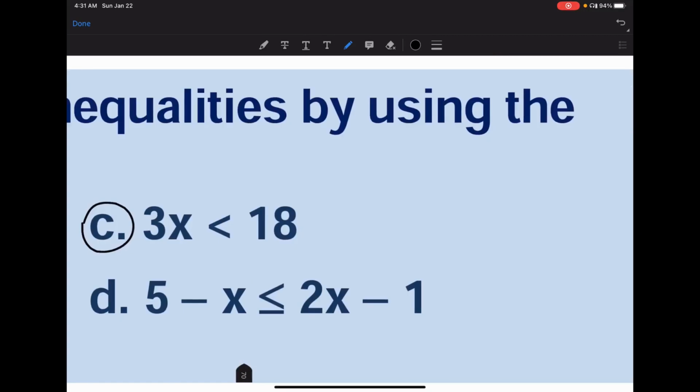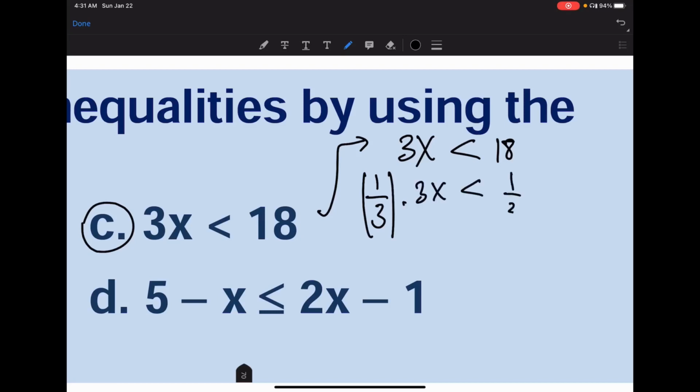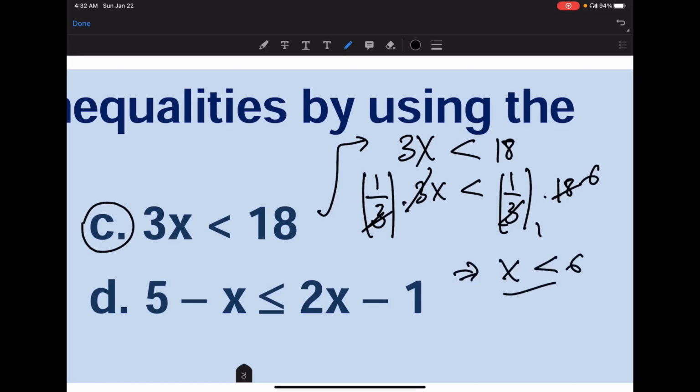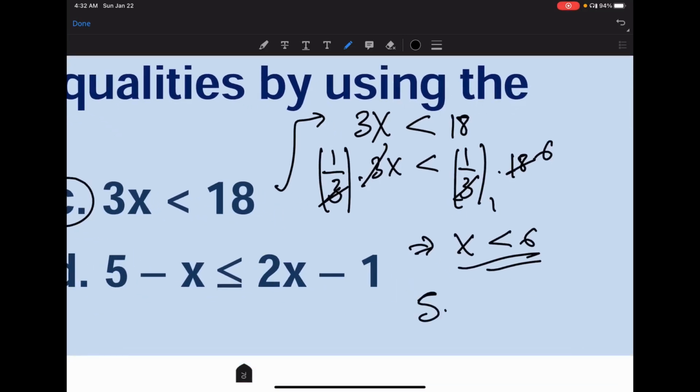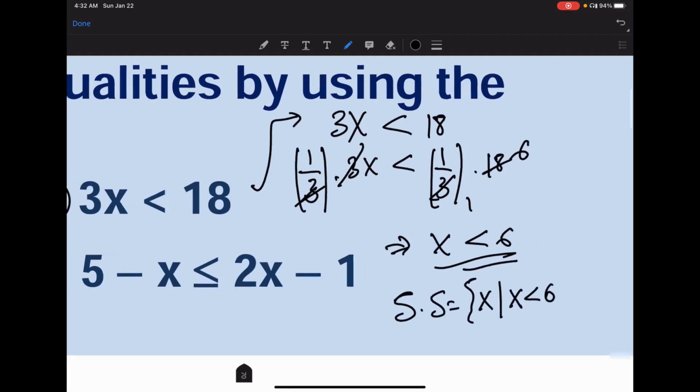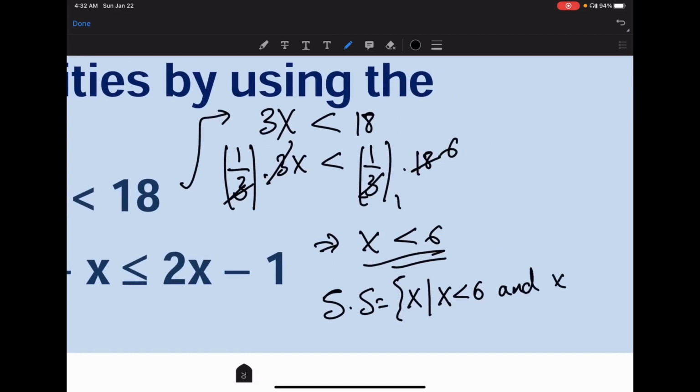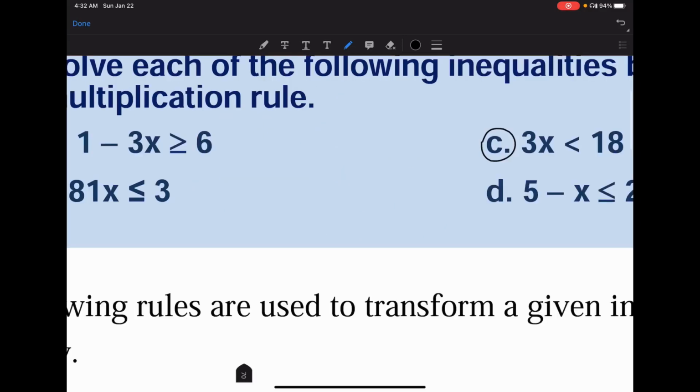For example, 3x is less than 18. What do we do here? We multiply both sides by 1 over 3. That means 1 over 3 times 3x is less than 1 over 3 times 18. Then the 3s cancel, and 18 divided by 3 is 6. This implies that x is less than 6. Okay, what will our solution set be? The set containing x such that x is less than 6 and x is an element of the set of rational numbers.